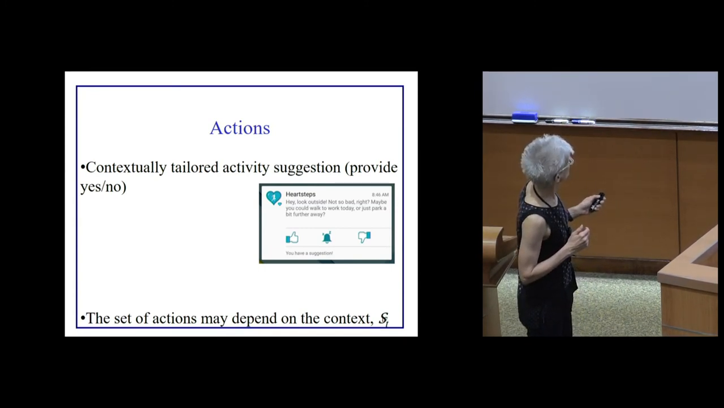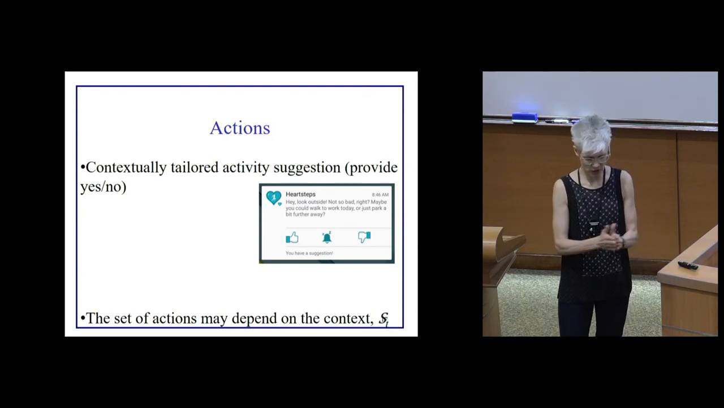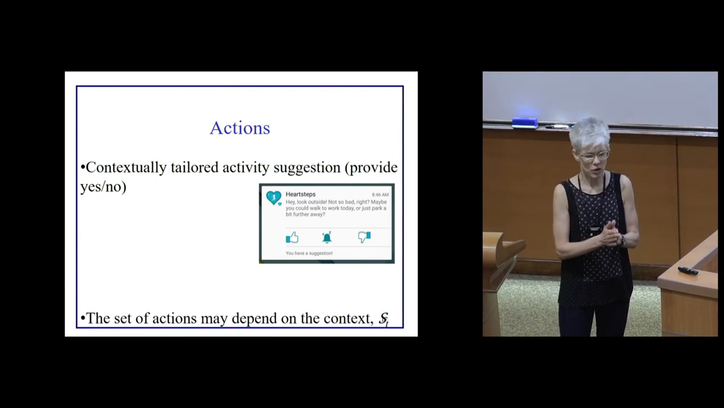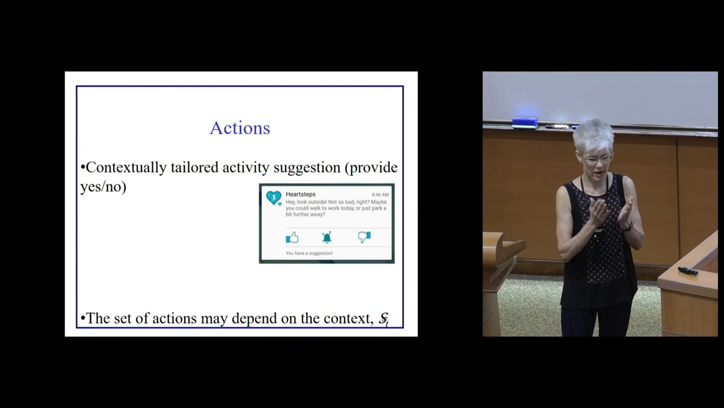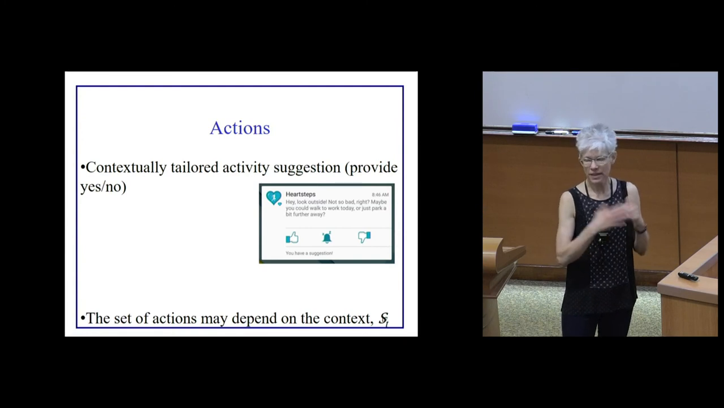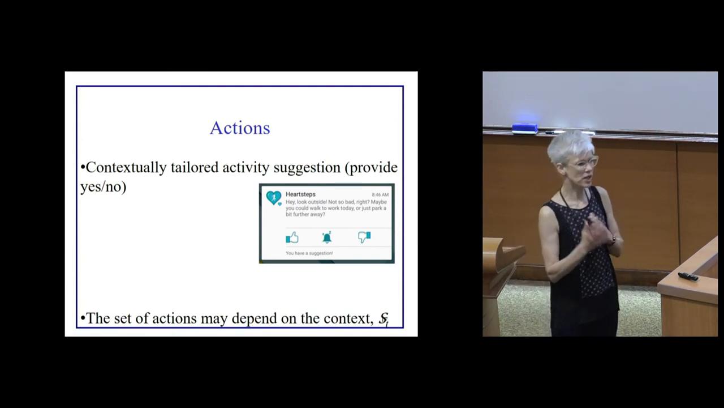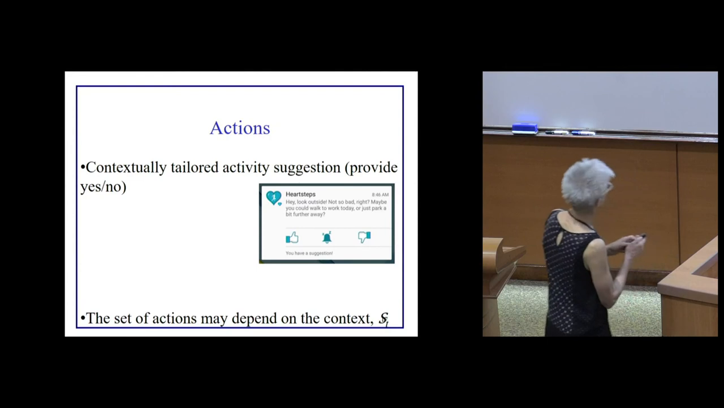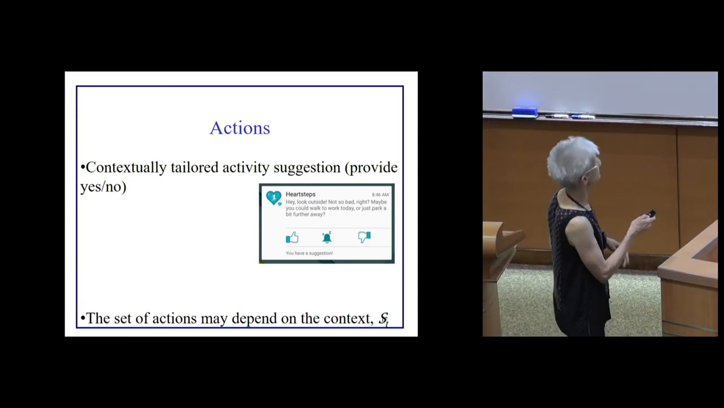And I want to make the comment that in general, the set of actions, that is, the set of intervention options or the set of settings for your factor, can depend on the current context. So there will be some contexts in HeartSteps where we're not allowed to send a message. One context I mentioned last week was the context in which the sensors indicate you might be operating a vehicle, and so it's unethical to interrupt you and send a message. But in general, for all of the intervention components, there will be contexts in which the set of possible things you can randomize between is constrained in some way. So the set of actions depends on the context.